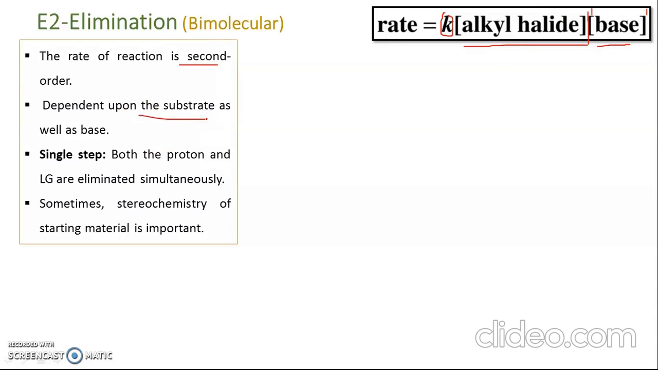Now unlike E1, this is a single step reaction. Here both the proton removal and the leaving group removal happen simultaneously, so that is why it is a single step concerted process. Sometimes the stereochemistry of the starting material is important. I am not going to discuss the details here. There will be a separate video where I will discuss and compare the stereochemistry related to both E1 and E2. That is why the stereochemistry of the starting material is important.